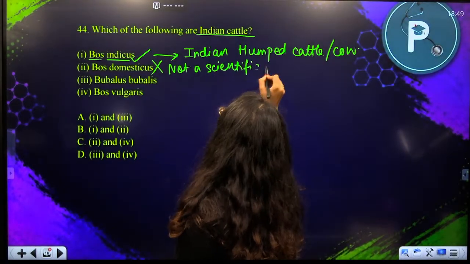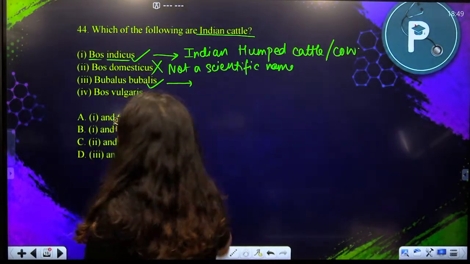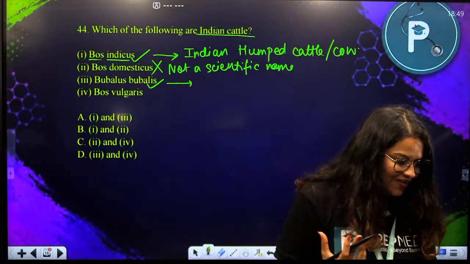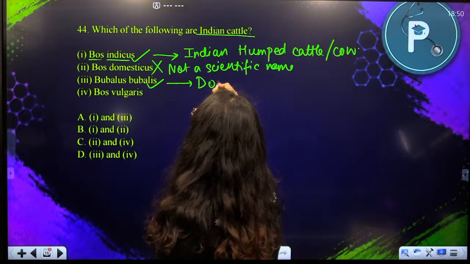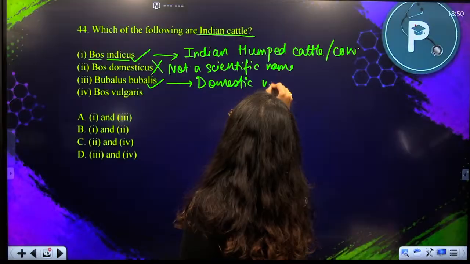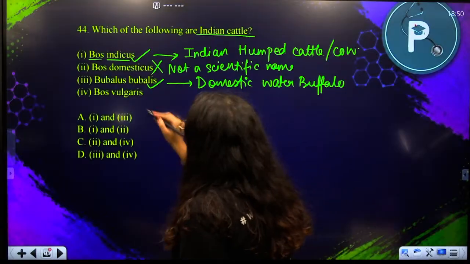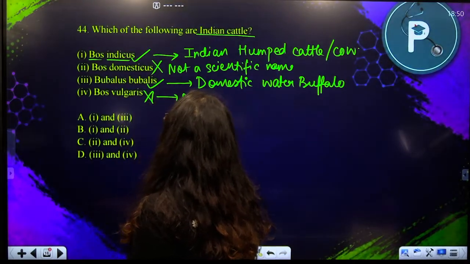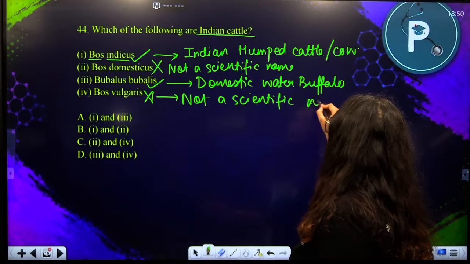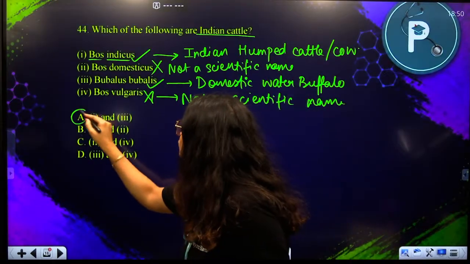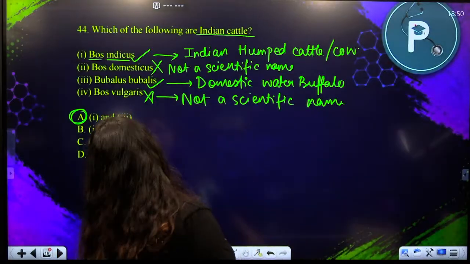Now moving to the third, Bubalis, yes, it is buffalo. Bubalis is the domestic water buffalo. So this is right. Bos vulgaris, again, there is no such scientific name. So we have found that only 1 and 3 are correct. So option A is absolutely fine. Moving on to the next question. Here we go. Question number 45.